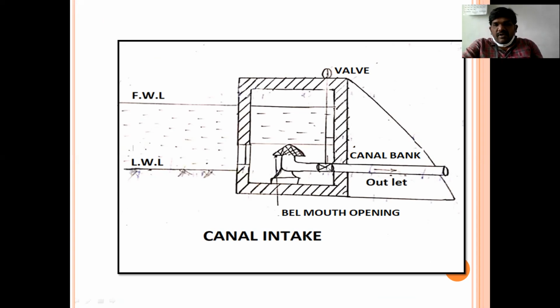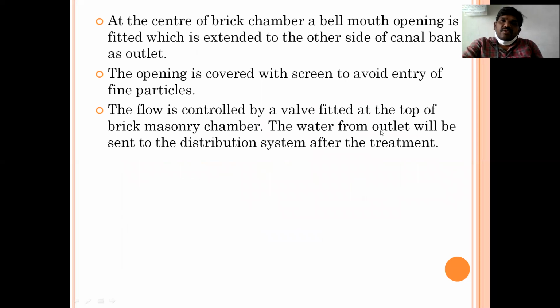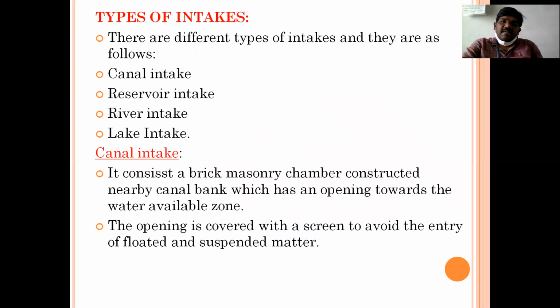See here, the flow of water is controlled and regulated by a valve. With the help of this valve, the water will be collected, the water flow will be maintained and regulated. And through this outlet, water enters the treatment plant. From the treatment plant, water will be supplied to the public. This is all about canal intake. What you must remember in this canal intake is that the brick masonry chamber is constructed nearby the canal bank.